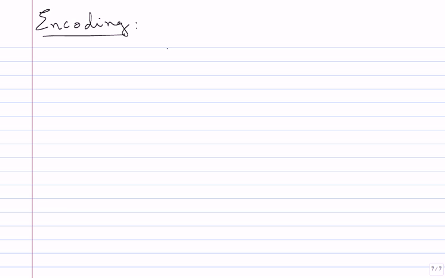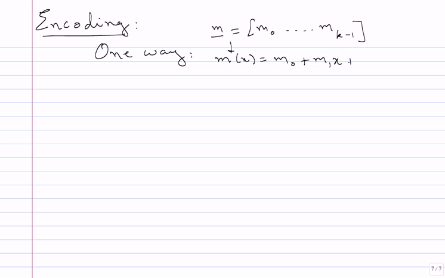One way of doing encoding is this: if you have a message m, which is m0 through m_{k-1}, you think of it as a polynomial m(x) = m0 + m1 x + ... + m_{k-1} x^{k-1}, and then the corresponding code word is m(x) times g(x). Is there any problem with this? Is there any drawback you could see, which is not the most ideal thing as far as decoding is concerned, or anything else?